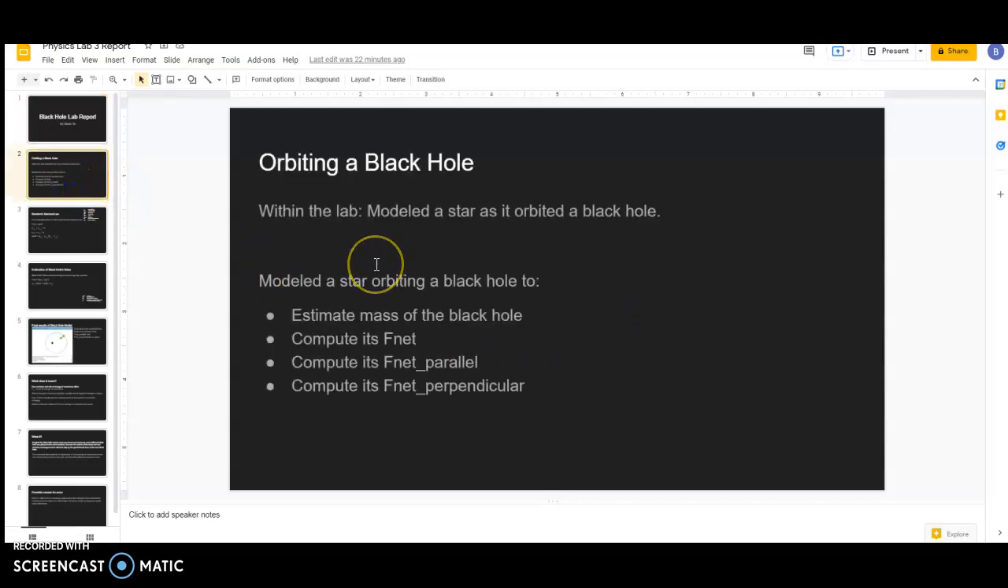Within the lab, we modeled a star as it orbited a black hole. This was done to estimate the mass of the black hole, compute its net force, as well as the parallel and perpendicular components, respectively, of the F-net.